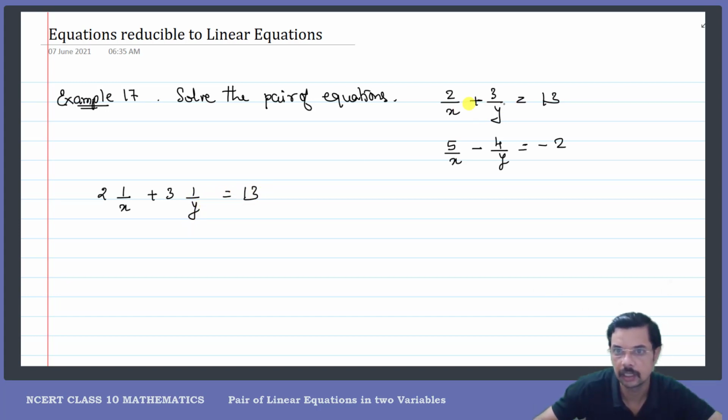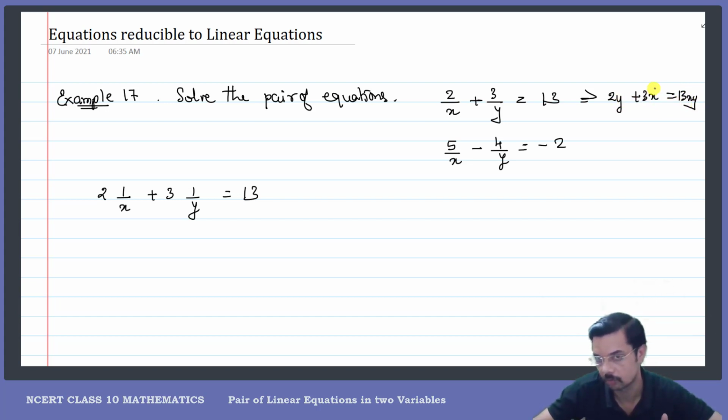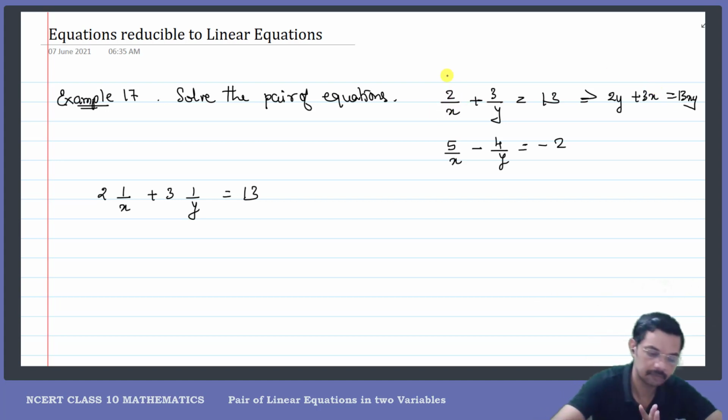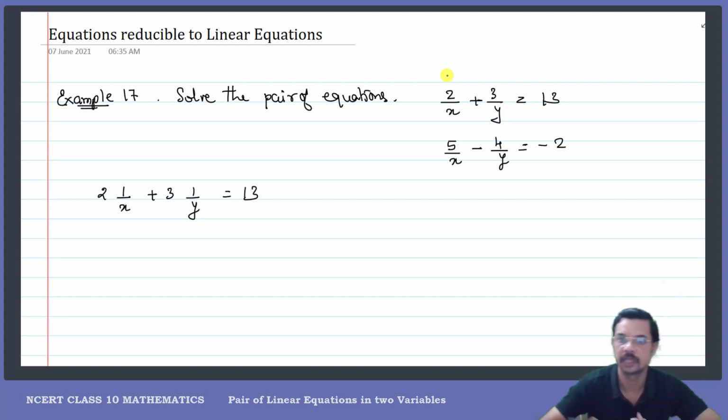Because this does not look like a linear equation. Because if you try to simplify this by cross multiplication, taking the LCM and all, you will get 2y plus 3x equal to 13xy. So now this doesn't remain a linear equation. This is not a linear equation now. Understood? So when that happens, what do we do? When that happens, we try to reduce it.